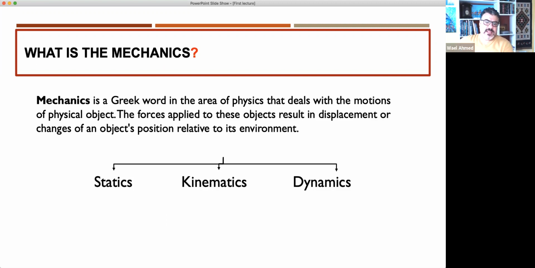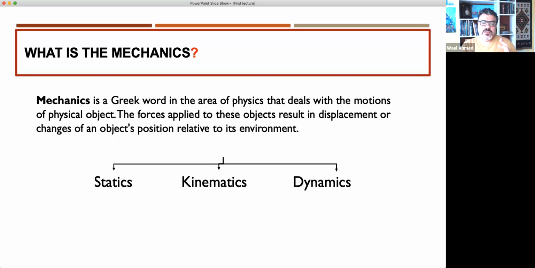So mechanics, as you know, is a Greek word talking about the physics that deals with motion, right? In this case, we are looking at mechanics in different ways. We're looking at forces only, and sometimes we refer to this without motion as statics. And also sometimes we look only at the motions and just describe the motion, the velocity and acceleration of bodies, and we can describe this in the science of kinematics.